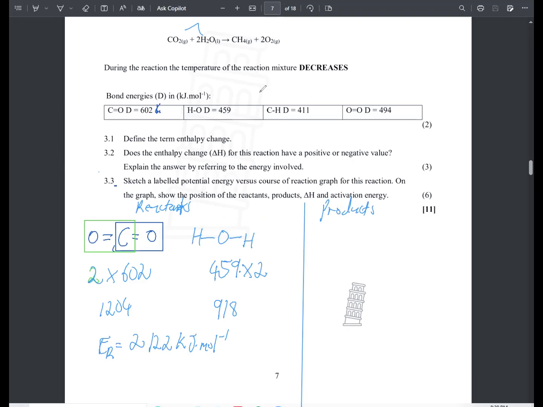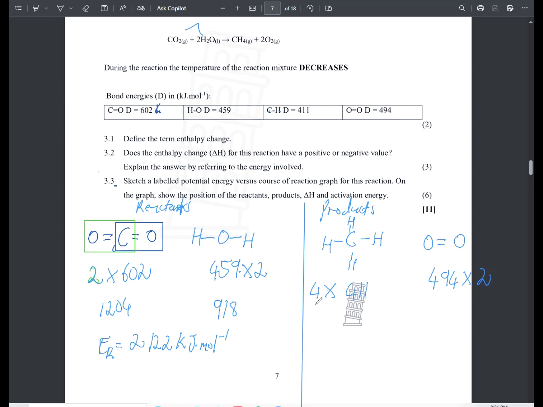Products, we have CH4, but the bond C to H only takes 411. If we are to indicate that, there would be 4 bonds around the carbon. So 1, 2, 3, 4, and you'd have to break all of that. So we'd indicate that by saying 4 multiplied by 411, because there are 4 bonds that you'd need to break. Then what about this one here? We have the double bond oxygen here, which is only that one. But we have 2 molecules of that, so that would be 494 multiplied by 2.